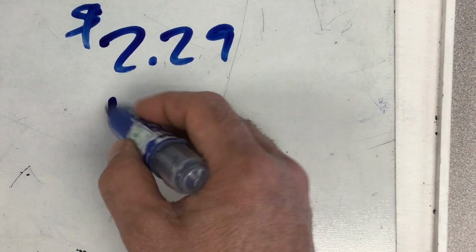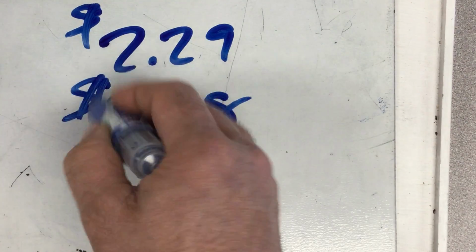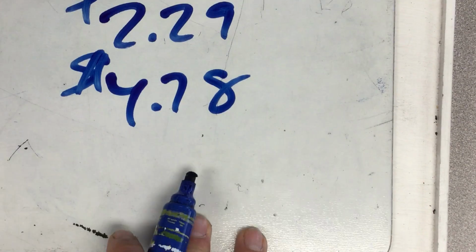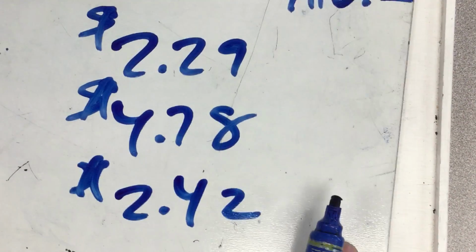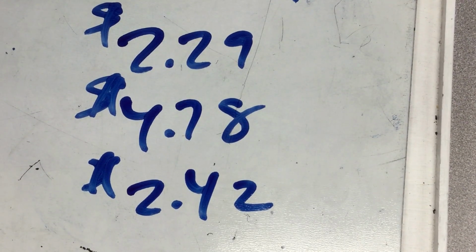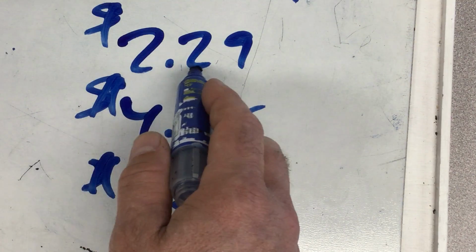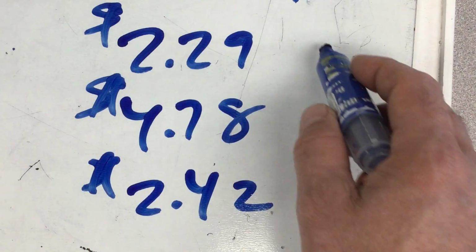She's going to get cereal for $4.78 and orange juice for $2.42. We're going to round these off to the nearest dollar. So 2, I look to my right, is it 5 or above? Nope. So that's $2.